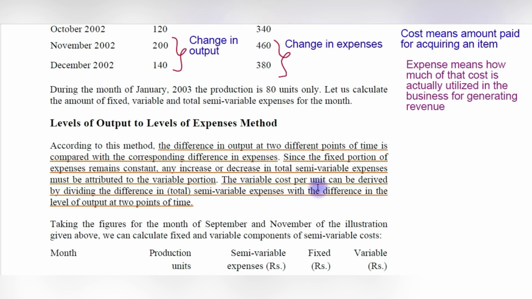The variable cost per unit can be derived by dividing the difference in total expenses by the difference in level of output at two points of time.